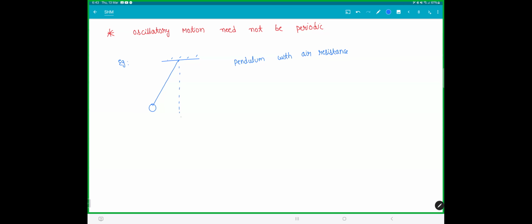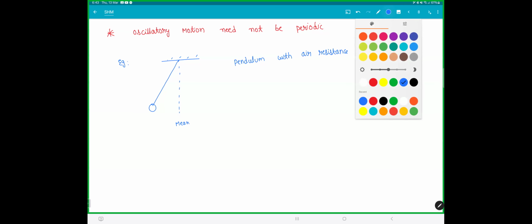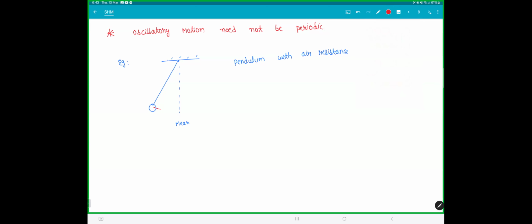So this is your mean position. Now it doesn't matter how the viscous force is and everything. If you look at the motion here, it goes here, it will go lesser, it will go lesser, it will go lesser. Isn't this how the motion goes? So the force is always towards the mean position, but the time will keep on decreasing. Eventually it does stop, isn't it? So the time period is not constant and the motion doesn't keep on going indefinitely.